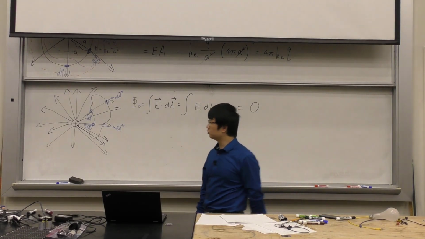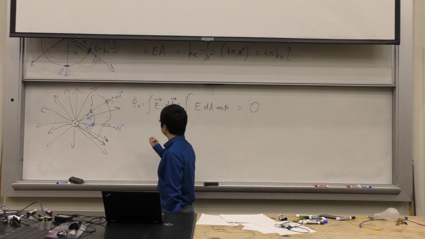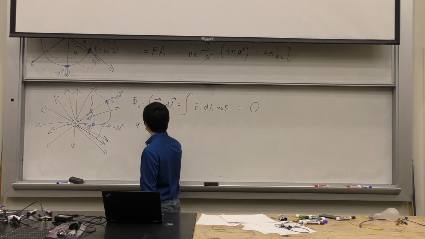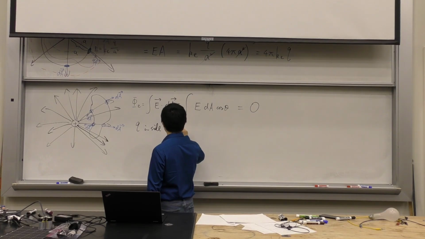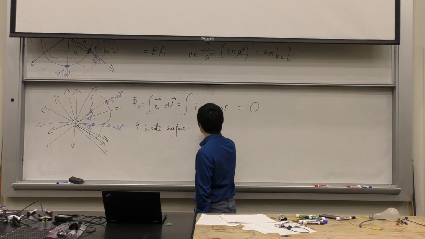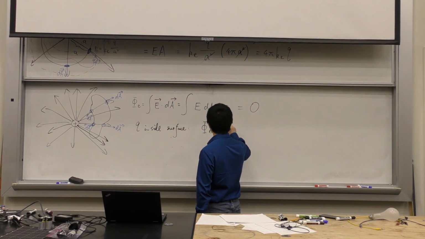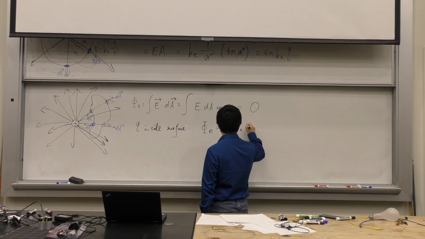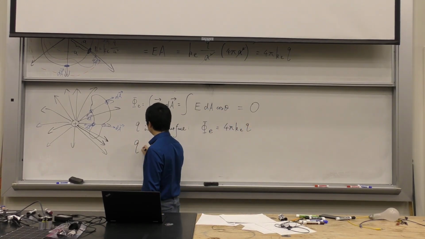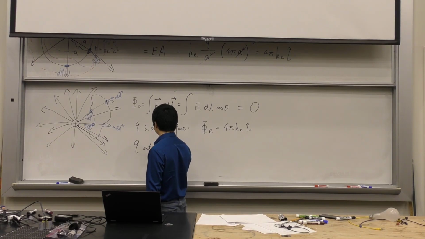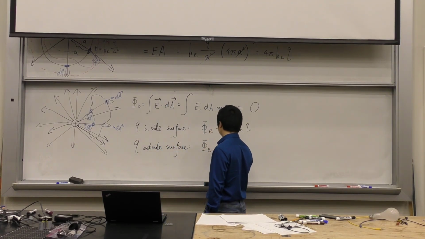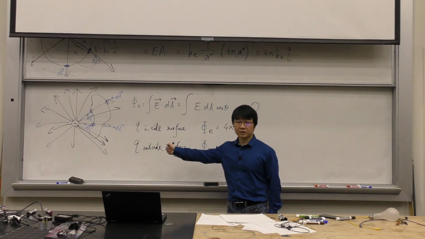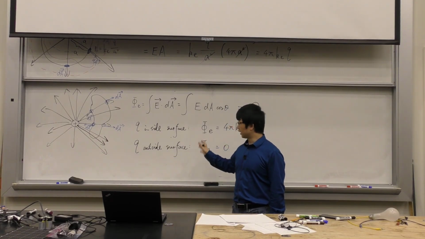So now we have two nice conclusions. If Q is inside a surface, the flux is always going to be 4 pi k e Q. If Q is outside a surface, the flux is going to be 0. But the surface has to be closed. This doesn't apply to an open surface.